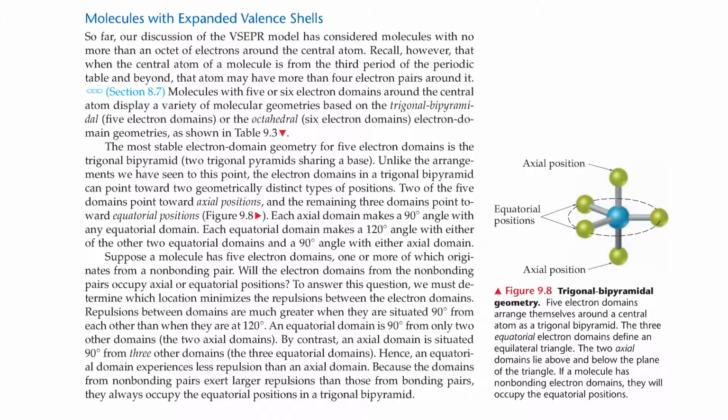Figure 9.8, trigonal bipyramidal geometry. 5 electron domains arrange themselves around a central atom as a trigonal bipyramid. The 3 equatorial electron domains define an equilateral triangle. The 2 axial domains lie above and below the plane of the triangle. If a molecule has non-bonding electron domains, they will occupy the equatorial positions.